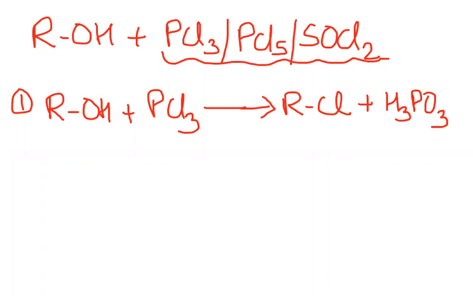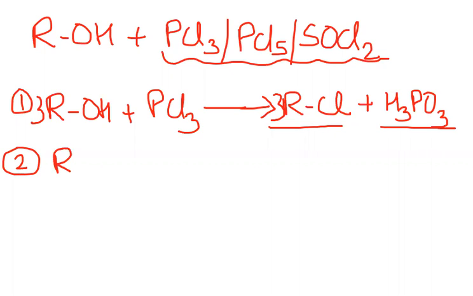Now, is this balanced? It doesn't look balanced because 3 Cl is there. So you will have to put a 3 here. And if you put a 3 here, there has to be a 3 here. And I think it's balanced now. Okay, so this is what is happening. So you are getting an RCl and you are getting an H3PO3. All right, phosphorus acid.